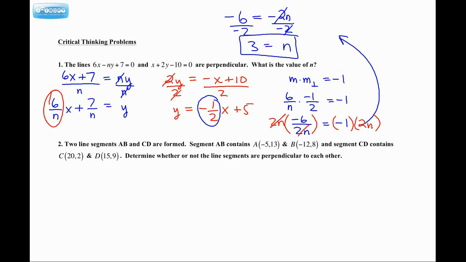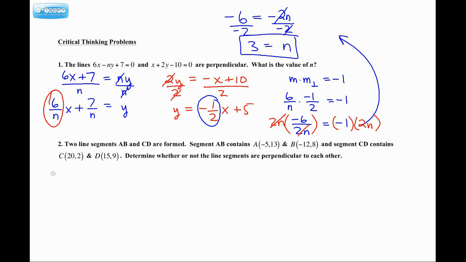All right, lastly, we have two line segments, and we call them AB and CD. Segment AB contains the following points, labeled A and B, and we're given coordinates. So in other words, we just have a line that is connected by these 2 points. But we have another line segment that is connected by points C and D, and here are the coordinates. Now, without a graph, I want to determine if these line segments are perpendicular to each other. So really all we need to do is find the slope of the line connecting points A and B, and then find the slope of the line connecting points C and D. And then we'll just do a test. Are they perpendicular to each other?